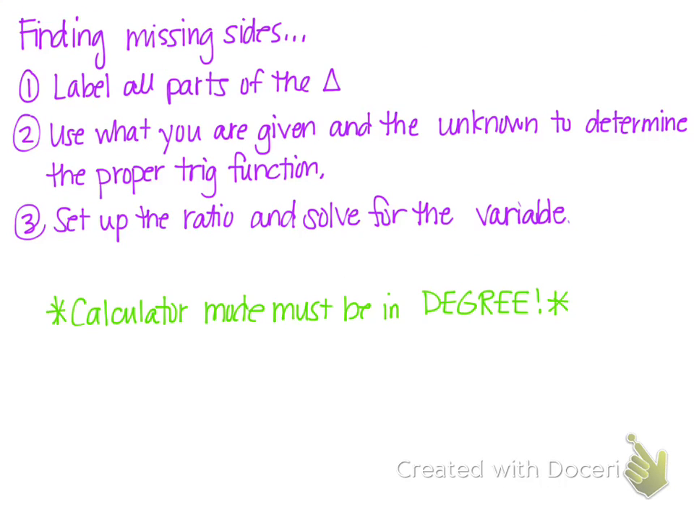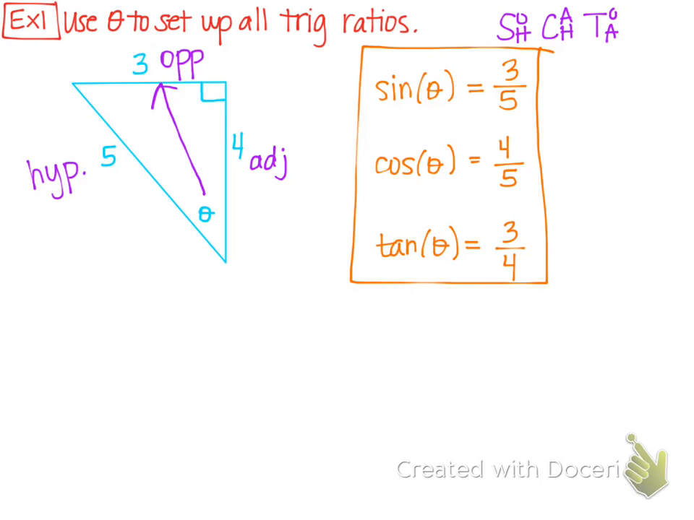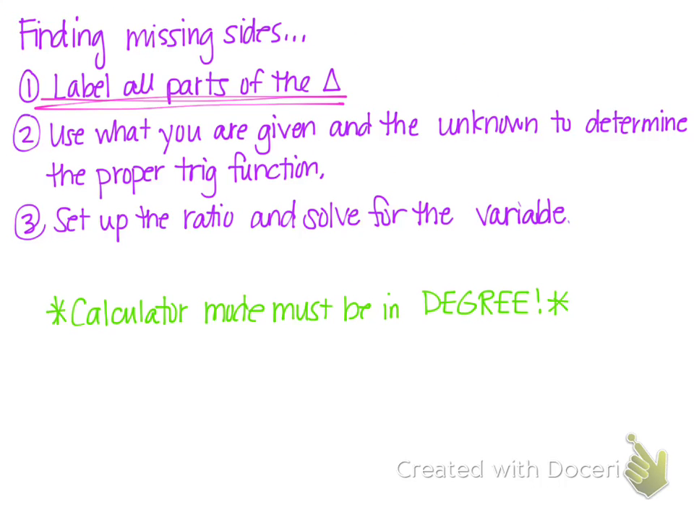Alright, so here's some directions. I always like to give you a how-to on how to solve these things. To find missing sides, we're going to find missing angles later on, but to find missing sides, this is what you do all the time. You label all the parts of your triangle, which is what we did over here on example 1. We labeled them all, very first. Label all your parts of your triangle.